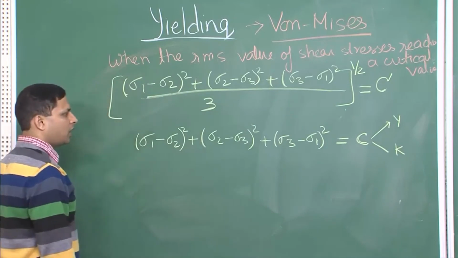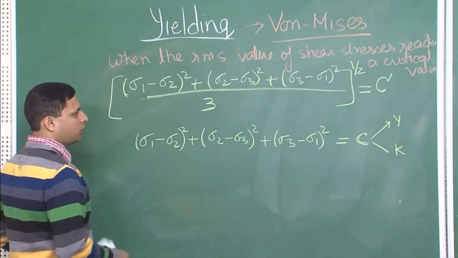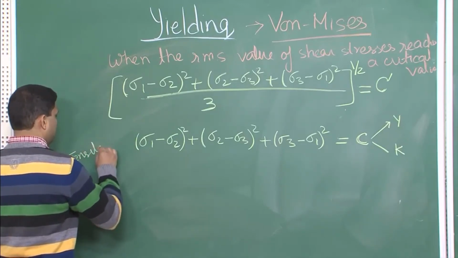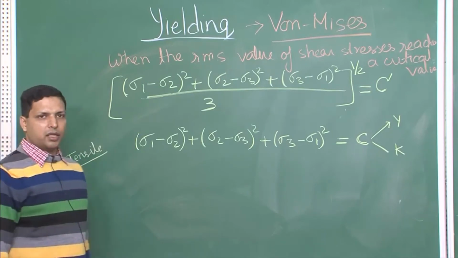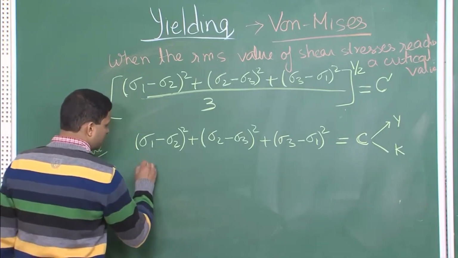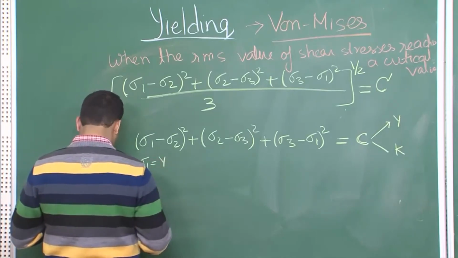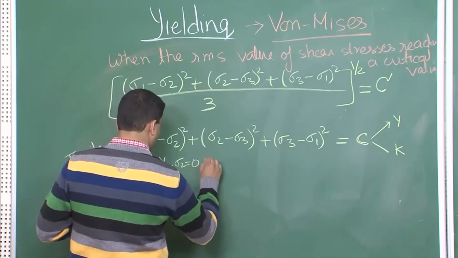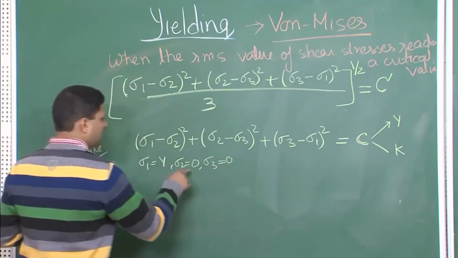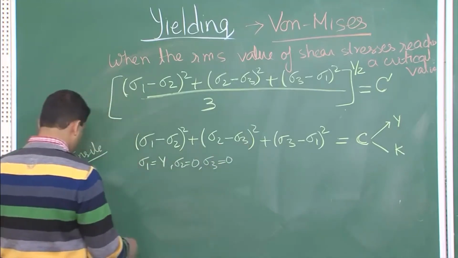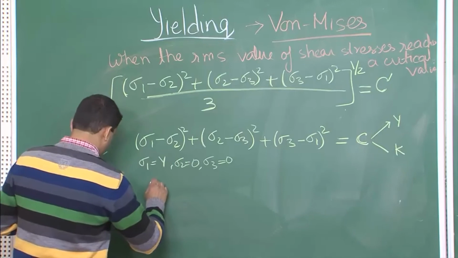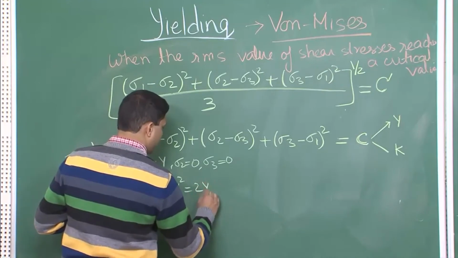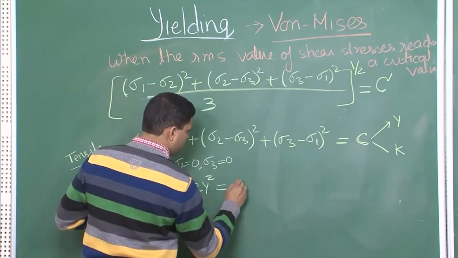So, let us look at the value of C, and to do that, again all you need to do is take the tensile stress condition. Now, if you take the tensile stress condition, what happens? Your sigma 1 is equal to Y, sigma 2 is equal to 0, and sigma 3 is equal to 0. So, we have these values, you insert them over here, and what we get is Y square plus Y square, which is equal to 2Y square, equal to this constant C.